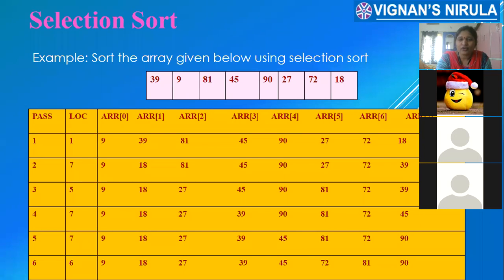So initially the smallest is 81 itself and the location is 5 itself. It has to be compared with 72. Is 72 less than 81? Yes, ma'am. Now the smallest becomes 72 and the location becomes 6.